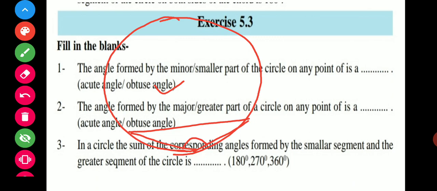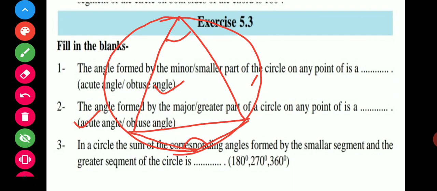Now the angle formed by the major part of the circle, upper part is major part, at any point is a acute angle, because there is only acute angle is formed. So this angle is acute, so you can fill the acute angle.